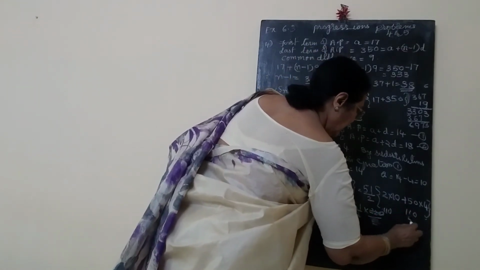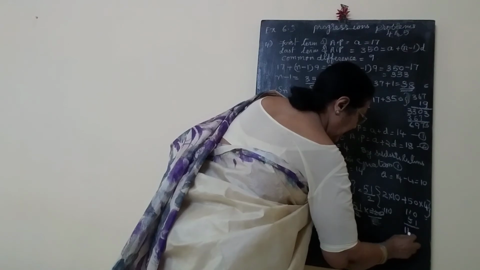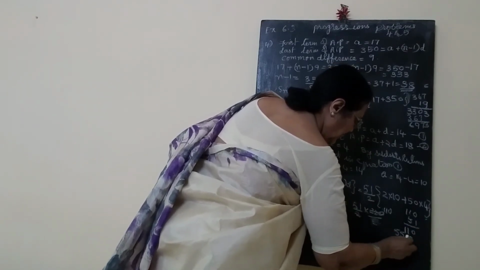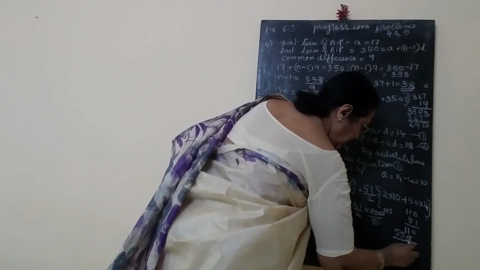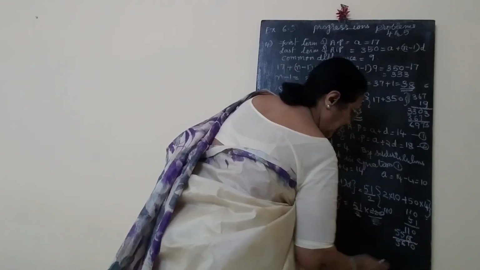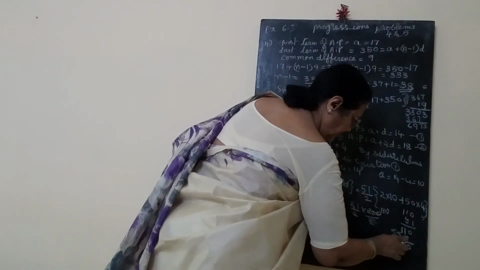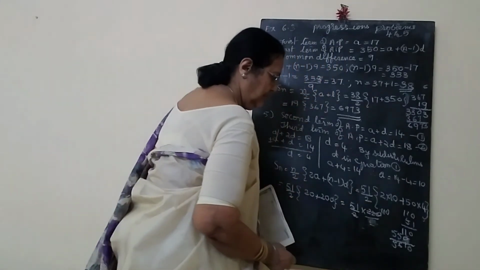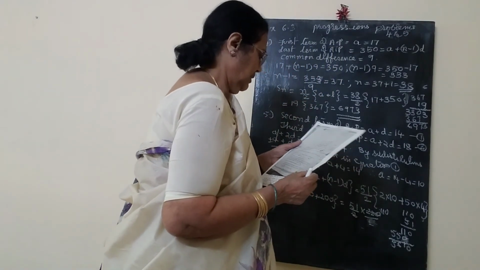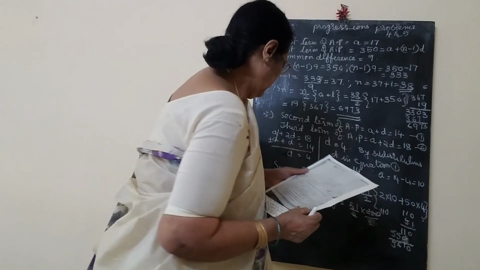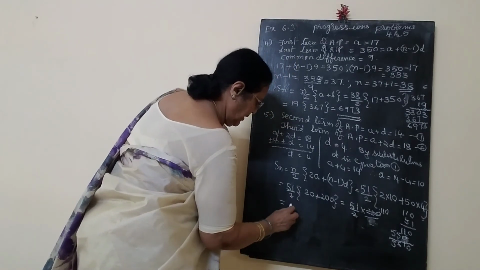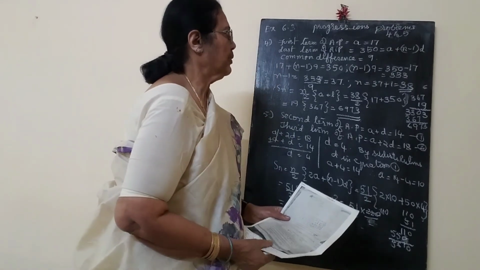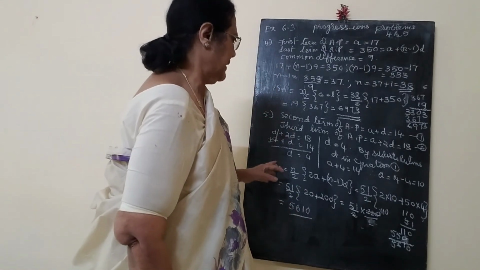110 into 51 is 5610. This is Sn, 5610. So these are the two problems I wanted to teach today in this session.